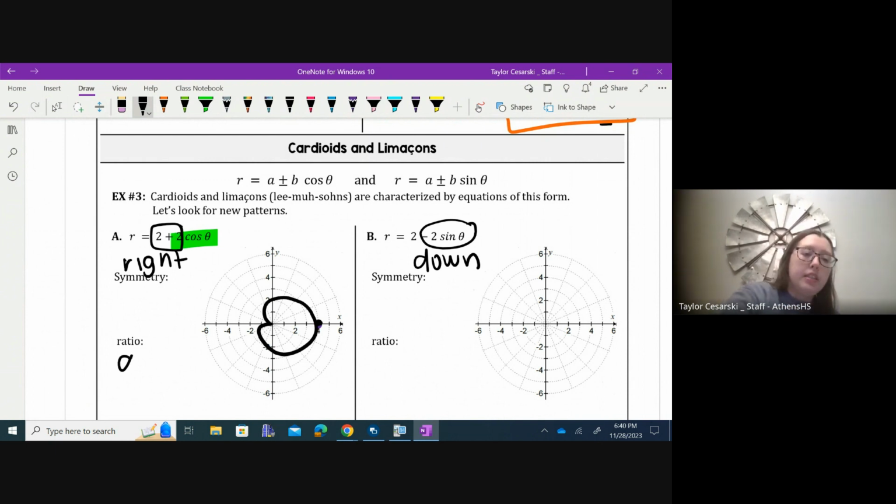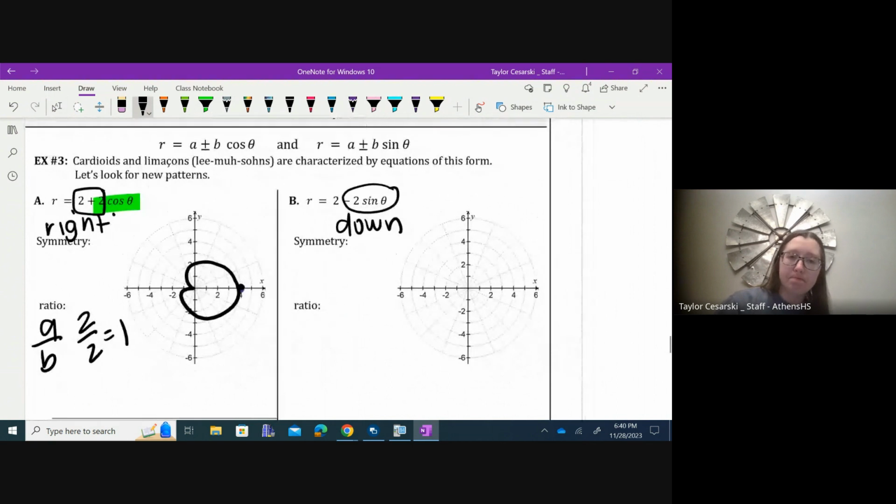Okay, because a divided by b, 2 divided by 2 equals 1, that means it's going to be a cardioid. You're not going to have to name these, but it can help if you know the names to think about what these would look like. All right, this one goes down, we just said. So it's going to go down to negative 4. That's going to be the maximum distance because 2 plus 2.